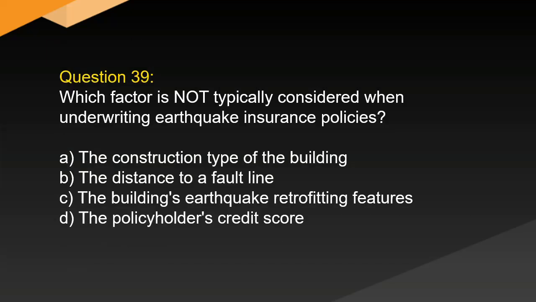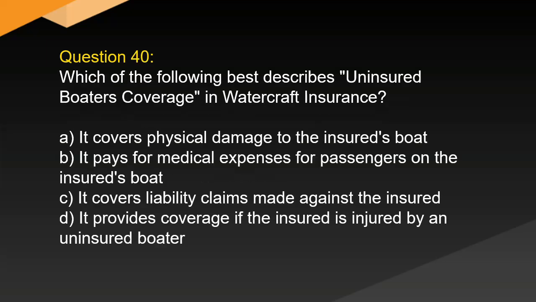Question 39. Which factor is NOT typically considered when underwriting earthquake insurance policies? A. The construction type of the building. B. The distance to a fault line. C. The building's earthquake retrofitting features. D. The policyholder's credit score.